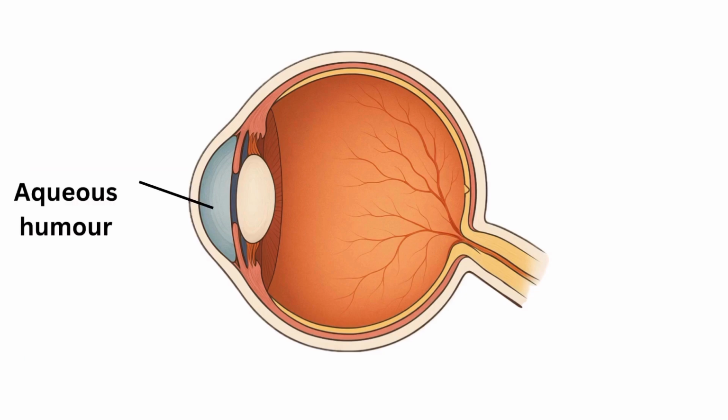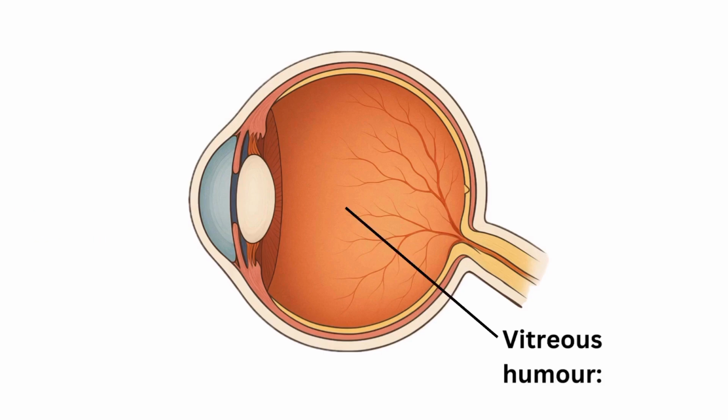The aqueous humor is a watery fluid between the cornea and the lens, helping maintain the shape of the cornea, providing nutrients, and playing a small role in refraction. The vitreous humor is a jelly-like fluid behind the lens, maintaining the shape of the eyeball, and also playing a small role in bending light.